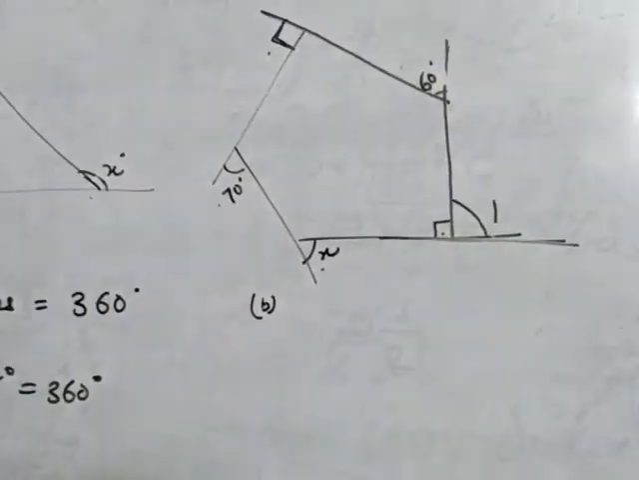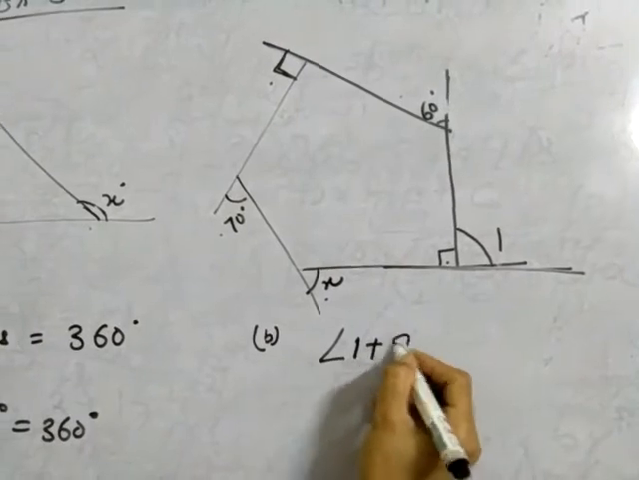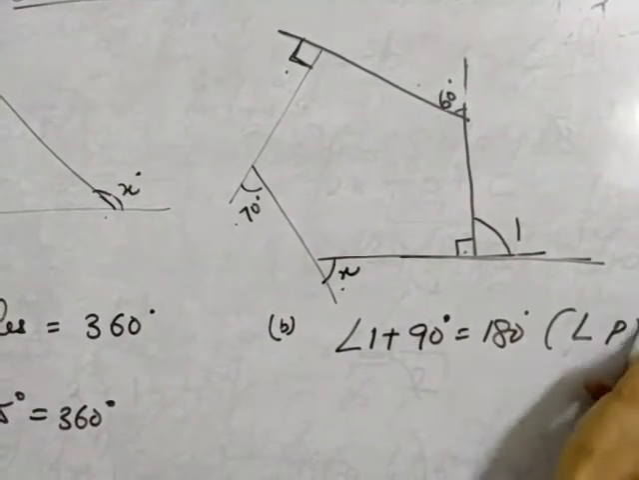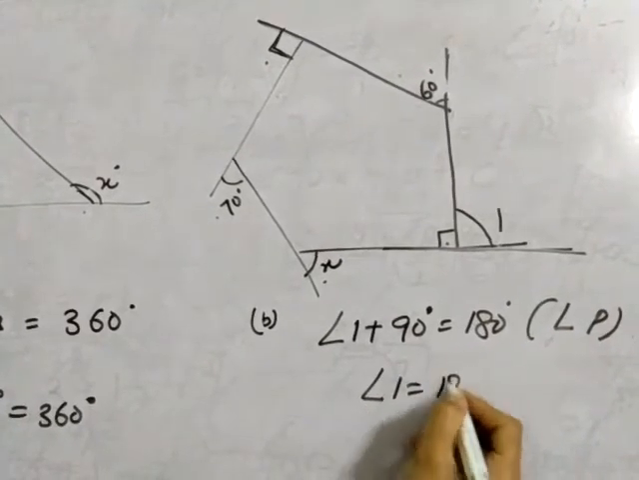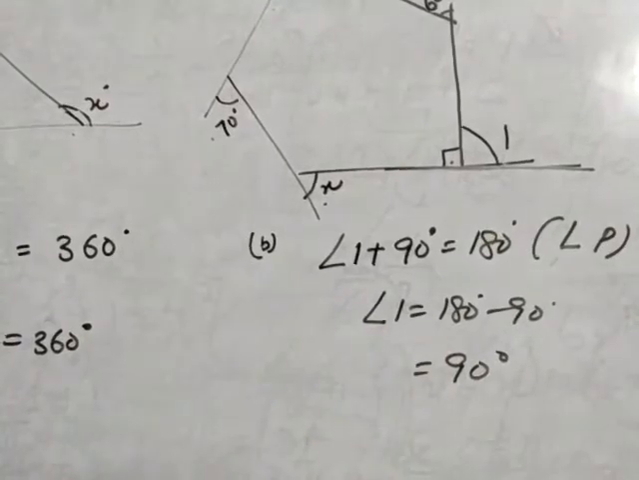So now this is a straight line. So angle 1 plus 90. You will start this question like this. Angle 1 plus 90 is equal to 180 degrees by linear pair. So angle 1 is equal to 180 minus 90. That comes out to be 90 degrees.